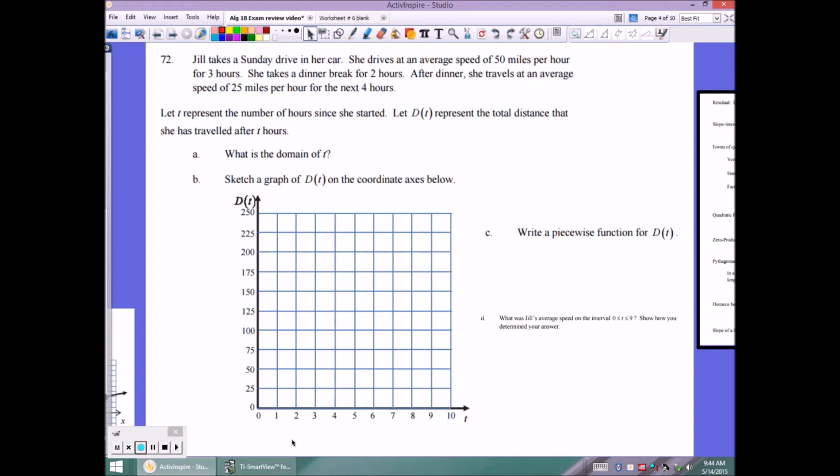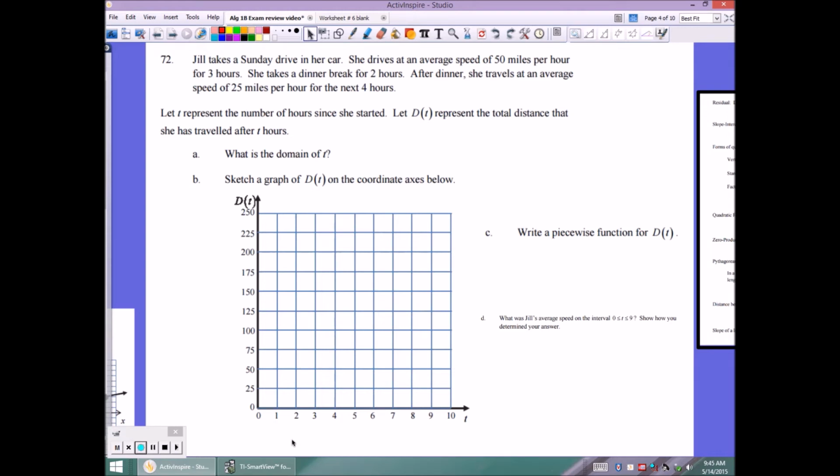Sorry, guys. All right. Jill takes a Sunday drive in her car. She drives at an average speed of 50 miles per hour for 3 hours. She takes a dinner break for 2 hours, and after dinner she travels at an average speed of 25 miles per hour for the next 4 hours.